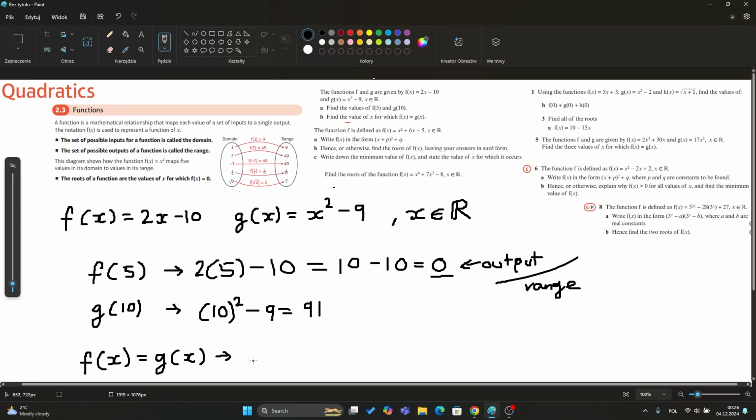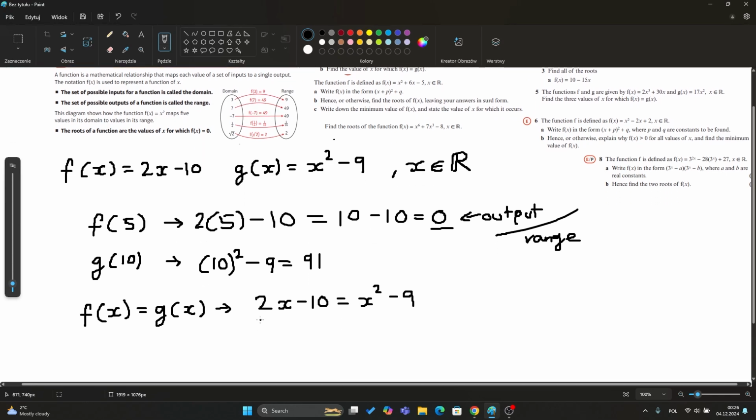Now in the last example, we have the function f equal to function g. So f of x equals g of x. That means that we equate two functions together. This one is f of x and this one is g of x. So what happens now is we can see that this is a normal question of solving the quadratic equation, and we know that this is a quadratic equation because it has x squared in it.